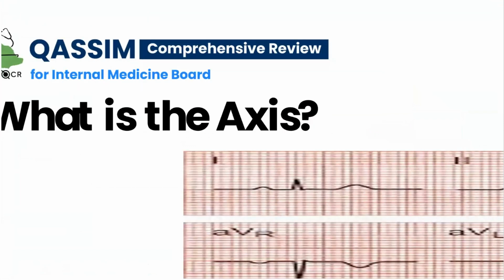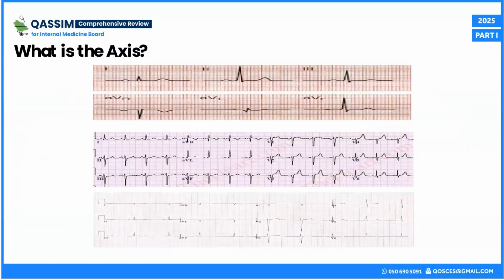If lead 1 is positive and lead aVF is negative, then it is a possible left axis deviation. But in this case, you'll always check lead 2. If lead 2 is positive, so it's positive 60, then this is most likely a normal axis. If lead 2 is negative, then this is most likely a pathological left axis deviation.